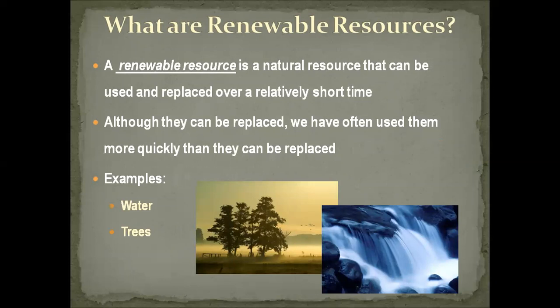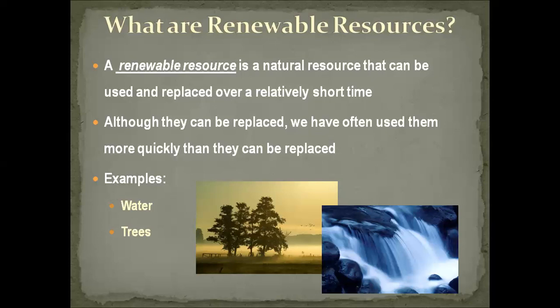What are renewable resources? In simple terms, we can say they are the resources which can be renewed. A renewable resource is a natural resource that can be used and replaced over a relatively short period of time. Although they can be replaced, we have often used them more quickly than they can be replaced. For example, water and trees.